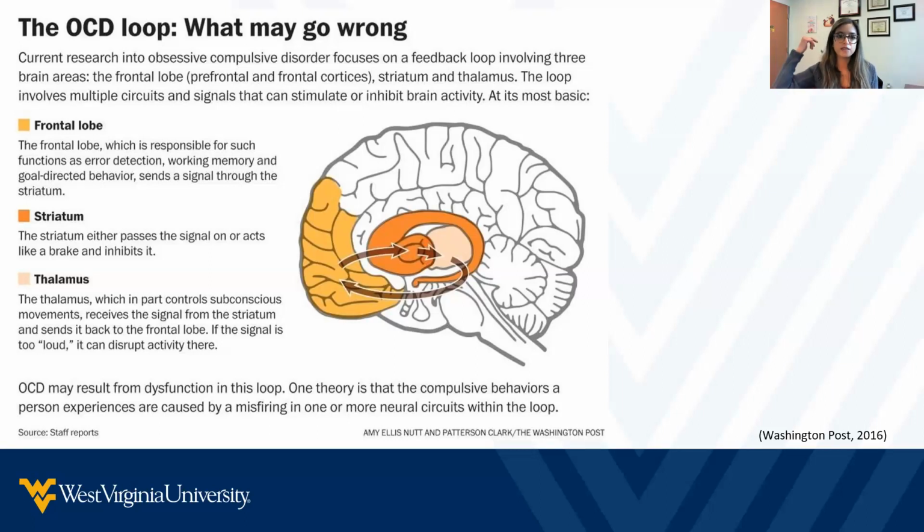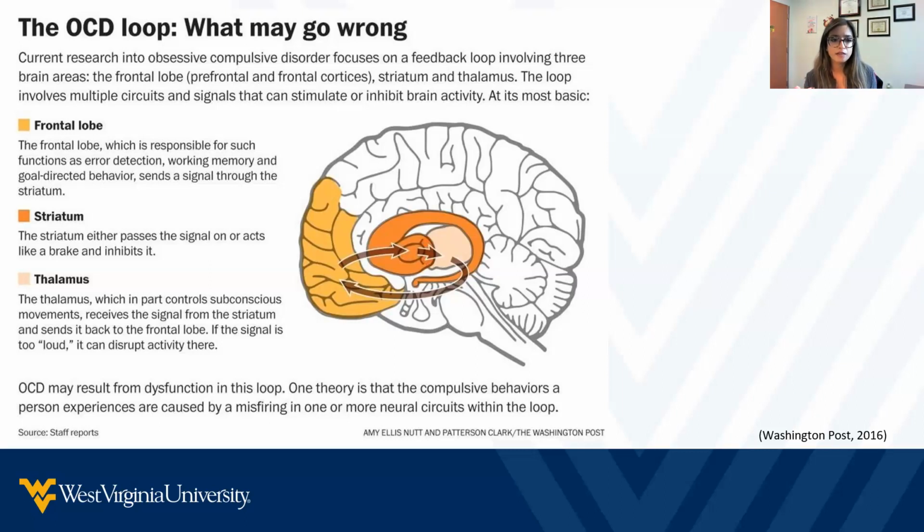It sends a signal to the striatum, which either passes the signal or acts like a brake and inhibits it if it's like, oh, you don't need that. And then next, the thalamus is supposed to control subconscious movements. It receives a signal from the striatum and sends it back to the frontal loop. If the signal's too loud, it can really disrupt activity.